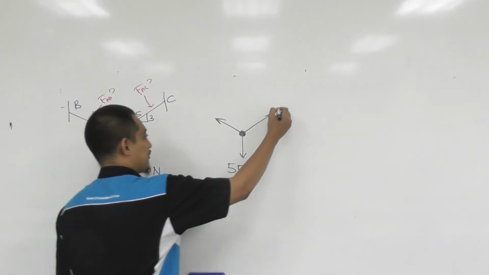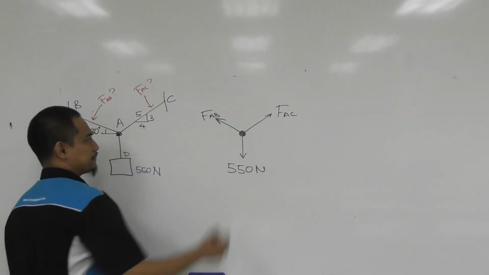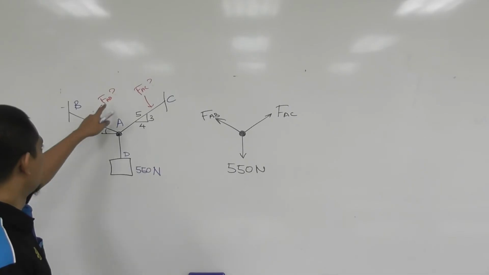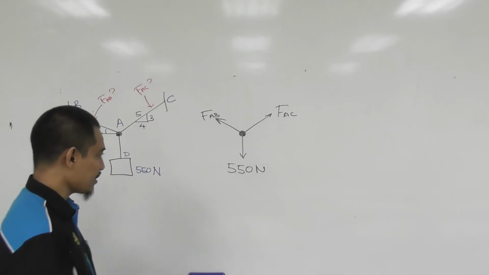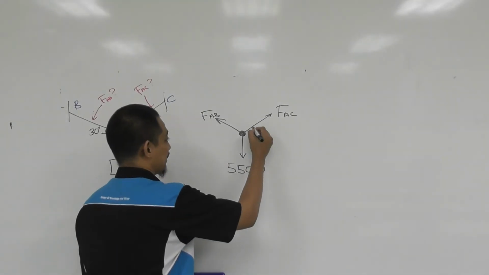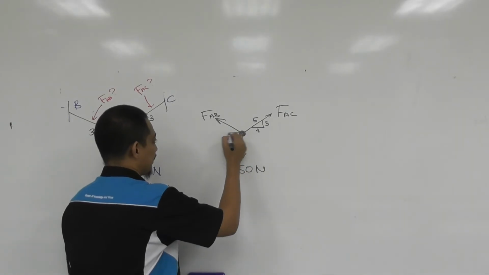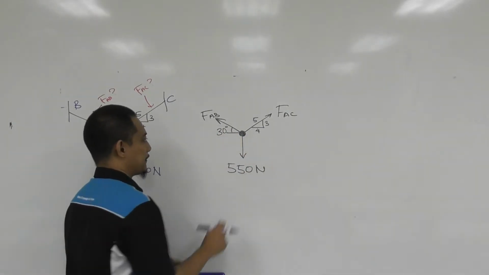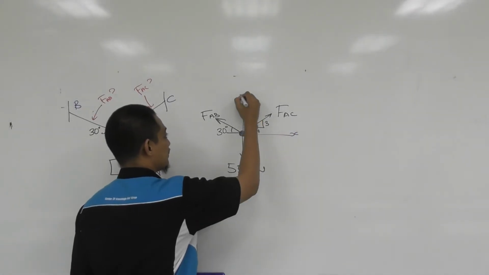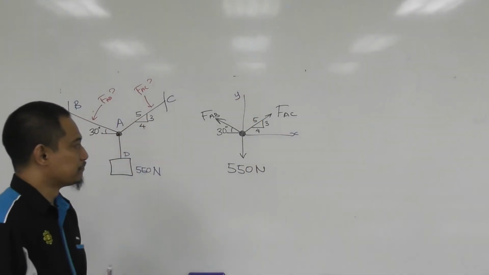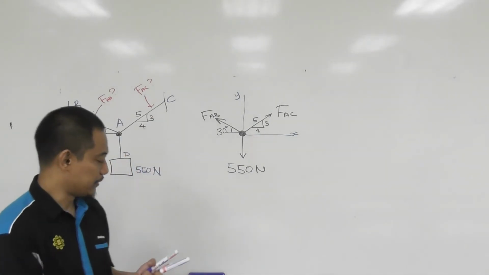Okay, let's label this FAC here, FAB here. That's unknown, and that's what we need in the final answer for this question. What is left is the angle. So we have 3, 4, 5, and then we have 30 degrees there, right? And of course we have the x-axis and y-axis there. Alright, so that will be the complete free body diagram, right?